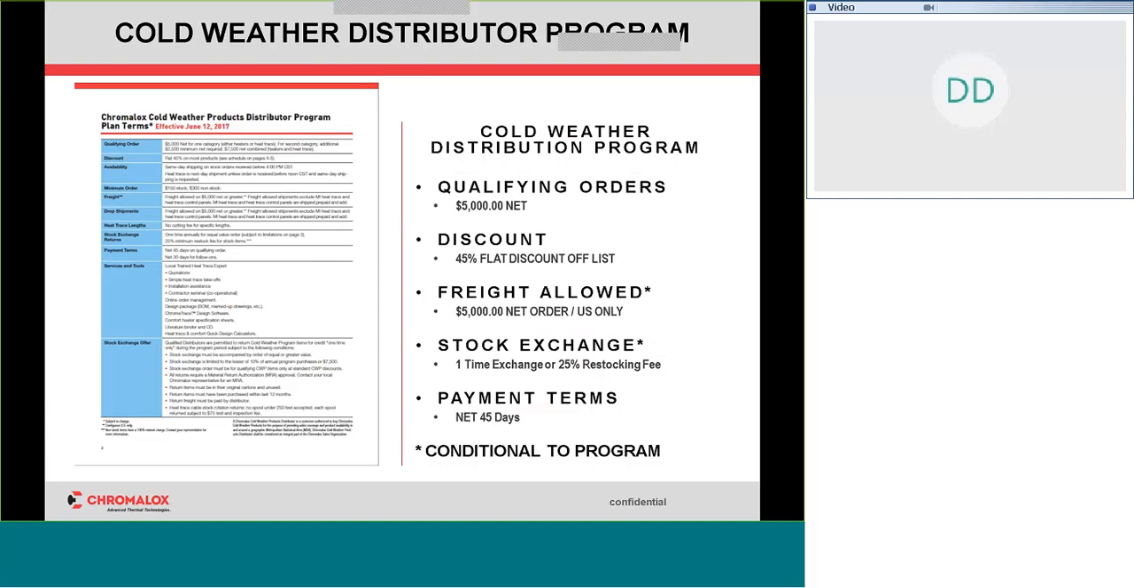A couple key points I just want to point out to everyone, especially the new folks on the call. This cold weather distribution program is $5,000 in qualifying orders to get you qualified. Cold weather qualified is how it's termed internally, and that is based on your reg number, your registration in the company. So if whoever from that company calls, once they're set up, they're going to get that flat 45 discount off of list. Now, I say flat 45 discount off of list on your comfort heater products. That is true. The cold weather distribution program also includes cable. So, if we want to talk about cable, we absolutely can pull that into the conversation. But for comfort heaters specifically, 45 off of list, $5,000 qualifying order.